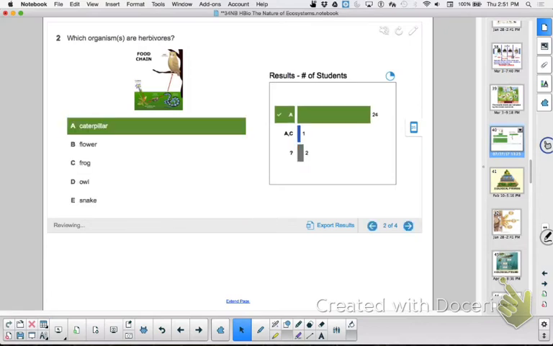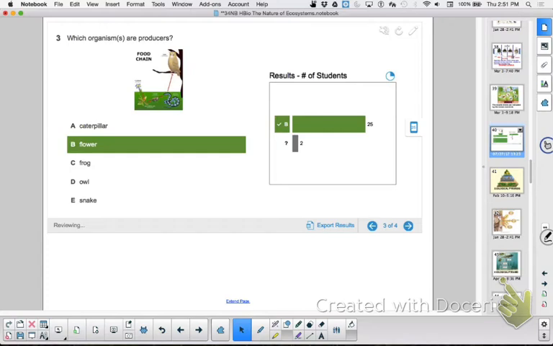Which organisms are herbivores? Anything that eats the plant. In this picture, the caterpillar is eating the plant. Okay, come back to me. The frog isn't eating the plant. If the frog was eating the plant, then he'd be an herbivore. What was the frog eating in our picture? The caterpillar.